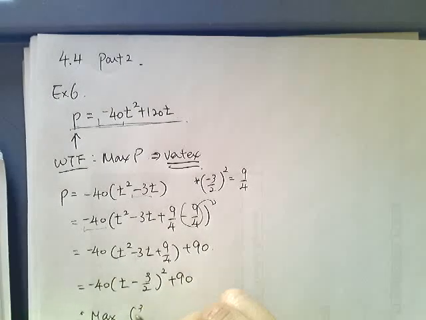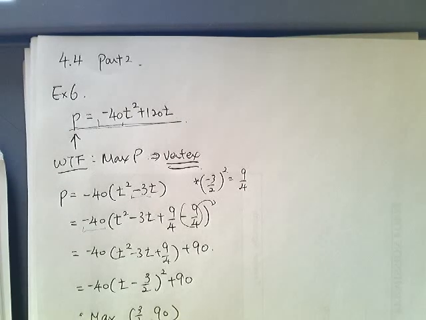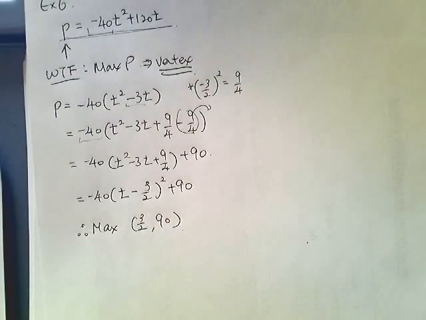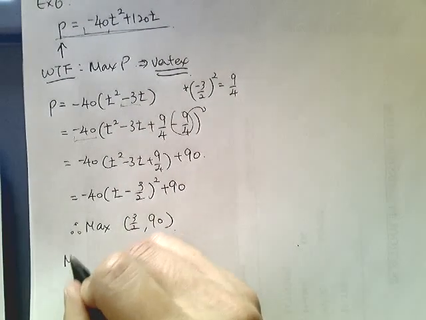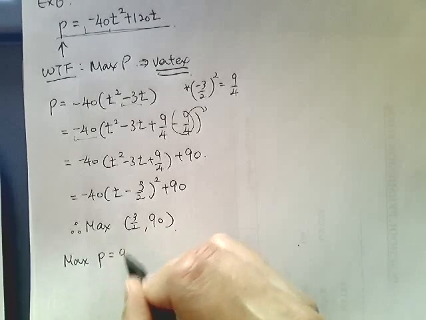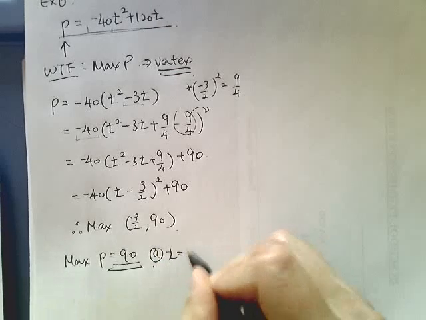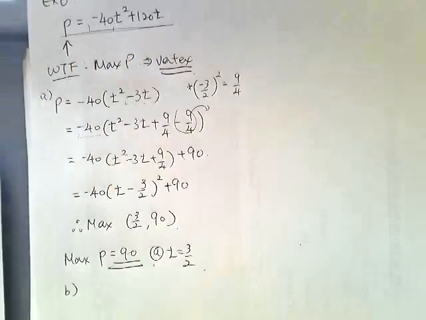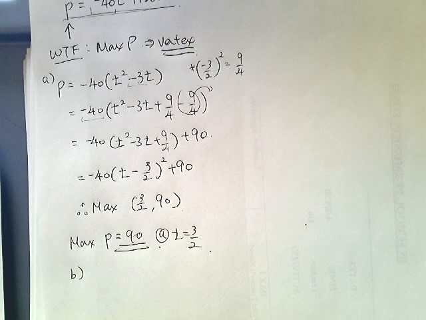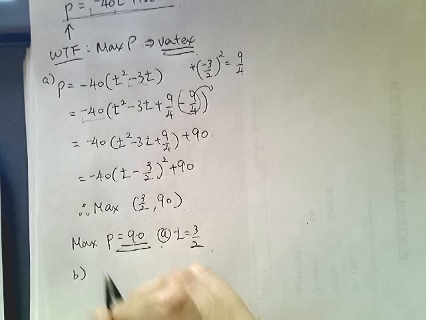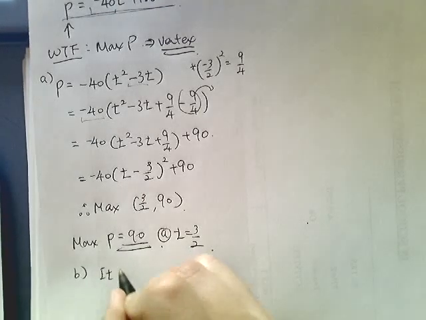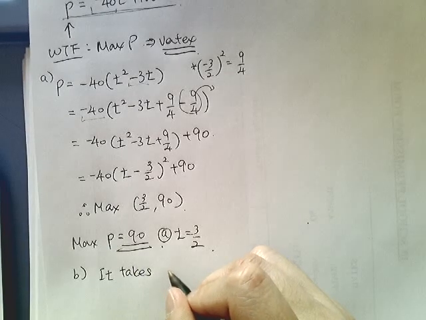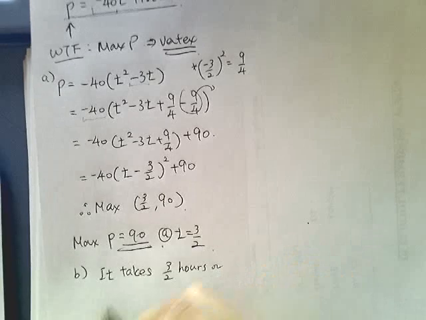Therefore, max is at 3 over 2 comma 90. So the max P is 90, okay, at t equals 3 over 2. So when it says t equals 3 over 2, that's when it happens. And this automatically answers your part B. So this was part A, by the way. So part B says, how long does it take? Well, when does it happen? When does that maximum of P happen? Basically that is what B is asking. So then we have it takes 3 over 2 hours or 1.5 hours.